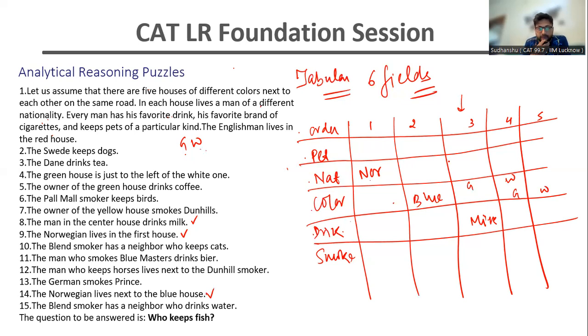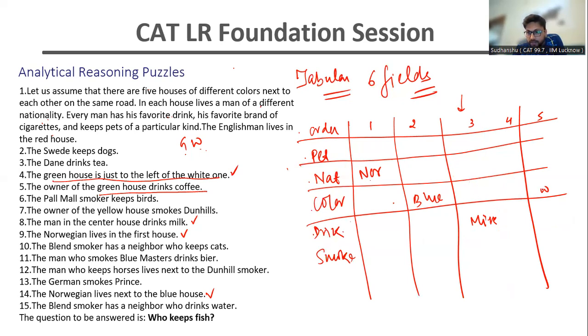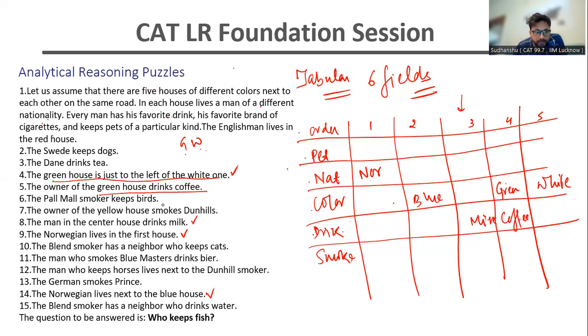So green and white. Let's see if we have any information about green. The greenhouse is just to the left of the White House. This we have done. Anything more for validating which of the 2 possibilities is going to be true? The owner of the greenhouse drinks coffee. If I put green here, then this person is drinking milk. So therefore, I can't put green here. I have to put green here, right? So this is also clear. I put a white here, and the owner of green drinks coffee. So this is also done.